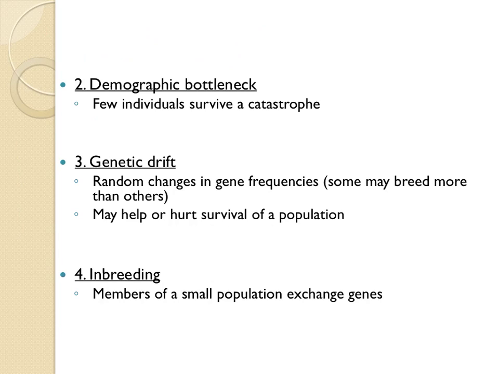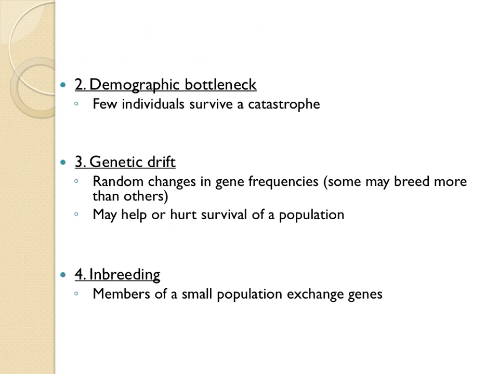Demographic bottleneck is when few individuals survive a catastrophe. So let's say there's a population, the white-tailed deer in Wisconsin, 500,000. We have a hemorrhagic fever go through, and it kills 100,000 of the 500,000. Boom, genetic diversity cut down.